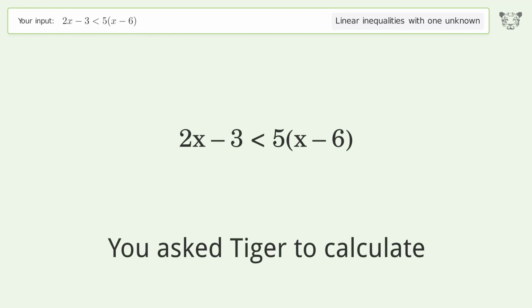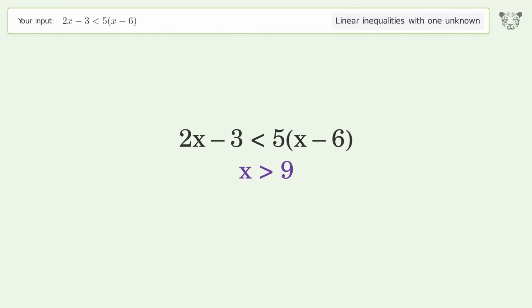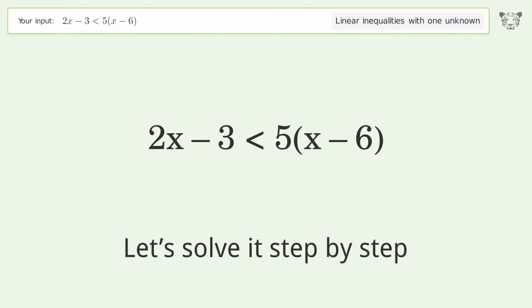You ask Tiger to calculate. This deals with linear inequalities with one unknown. The final result is x greater than 9. Let's solve it step by step.